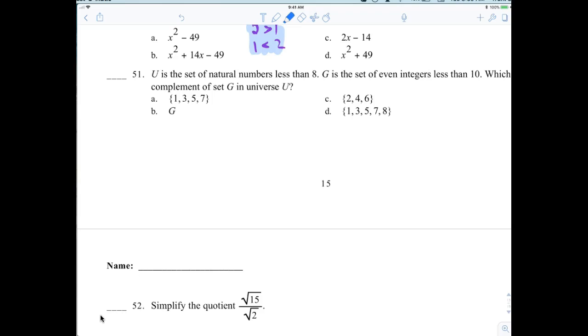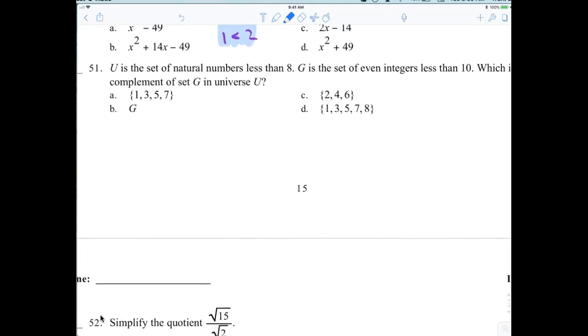Less than 8 would be 7, 6, 5, 4, 3, 2, 1. 0 is not a natural number. 0 is a whole number. Remember this, please. Integers are positives and negatives, but only counting numbers. And then there's rationals, which are the fractions and the decimals. So keep that in mind.